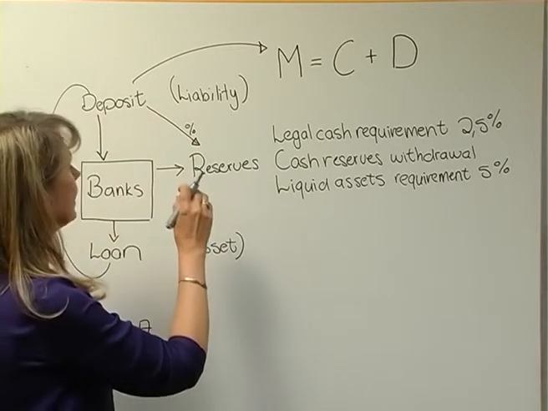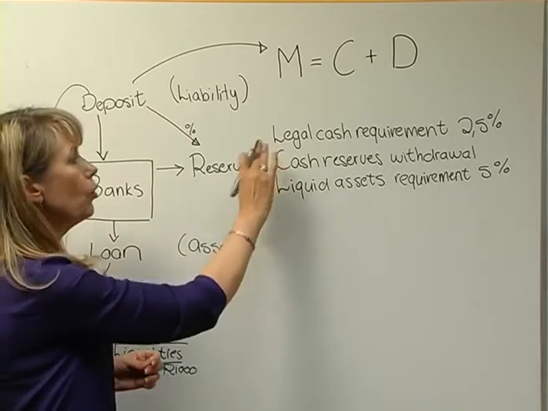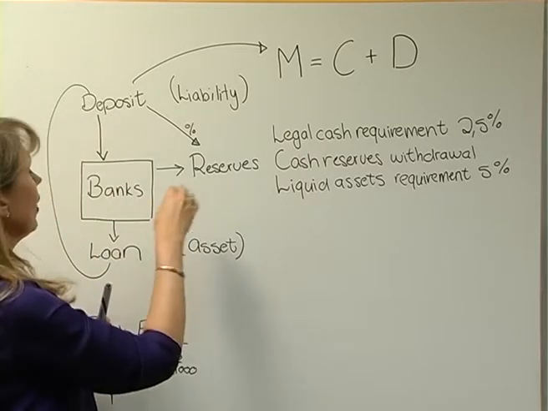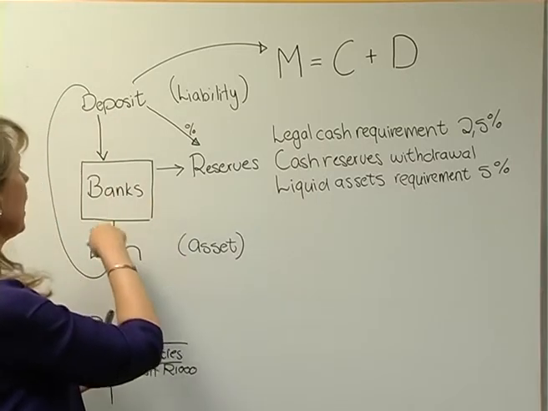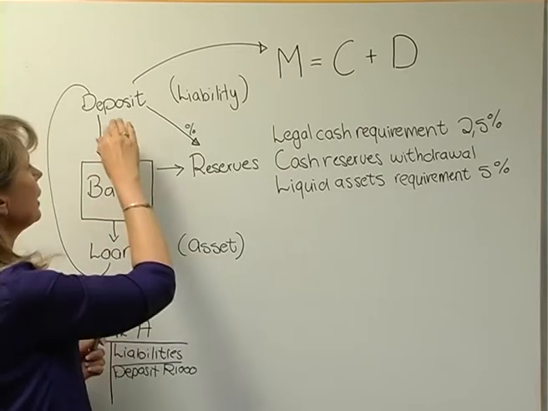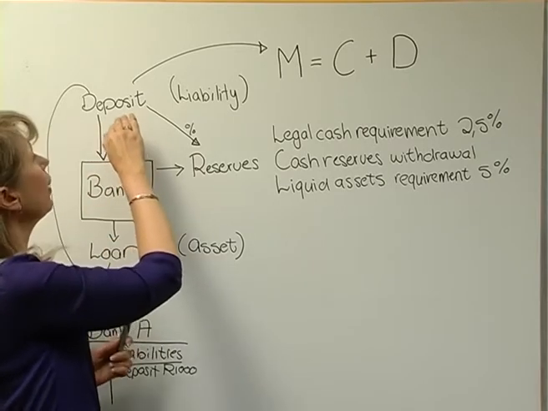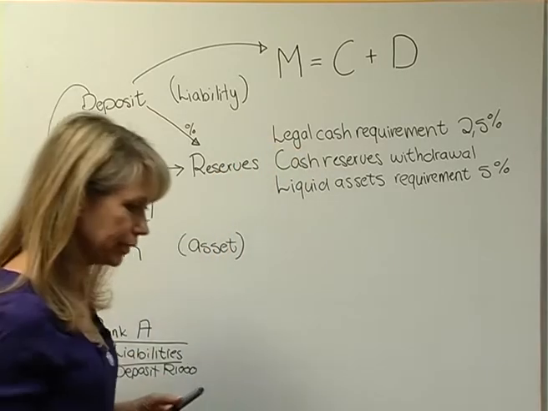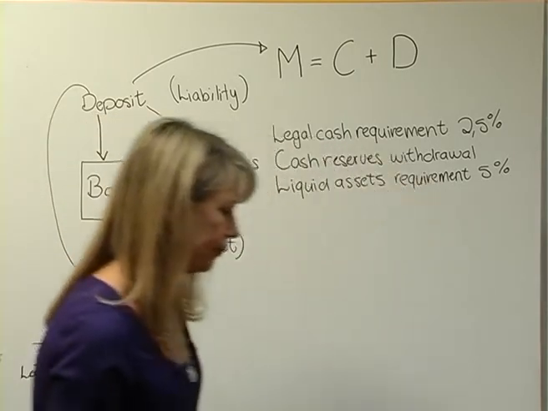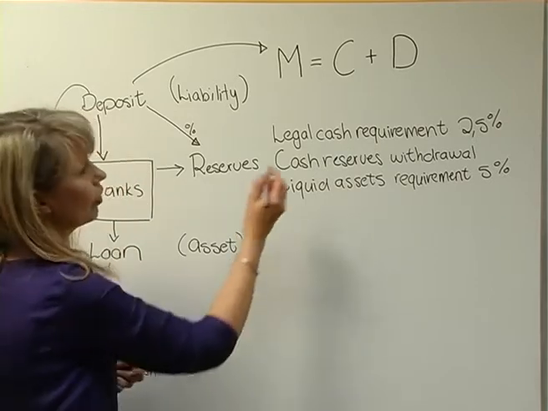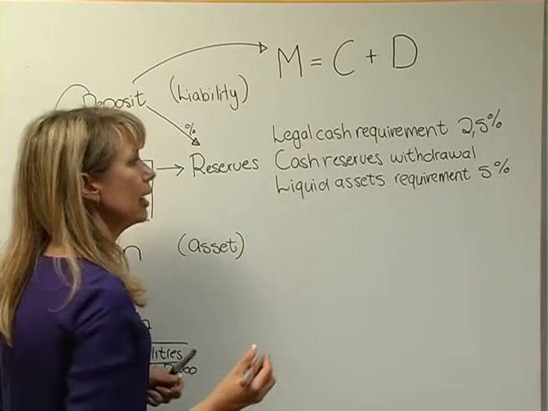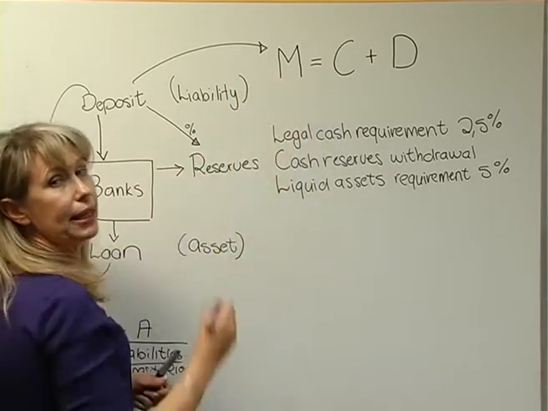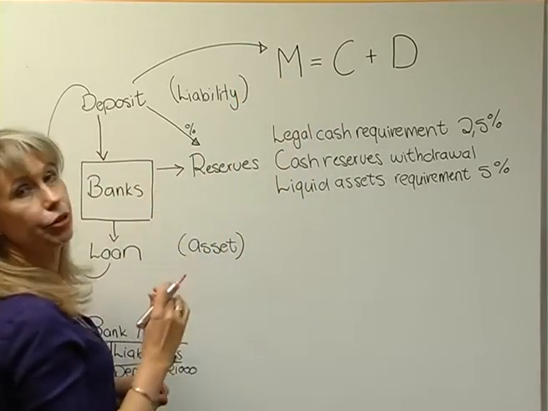So you can see that the more reserves banks have to hold, the fewer loans they will be able to create, because if they create more deposits, they have to hold more reserves. So we can say that the higher the legal cash reserve requirement, the less money that banks can create through giving out loans.